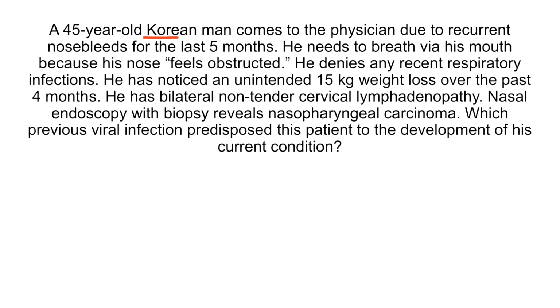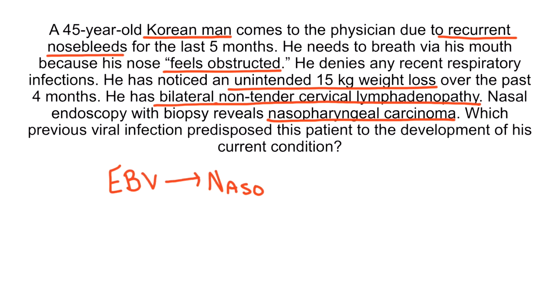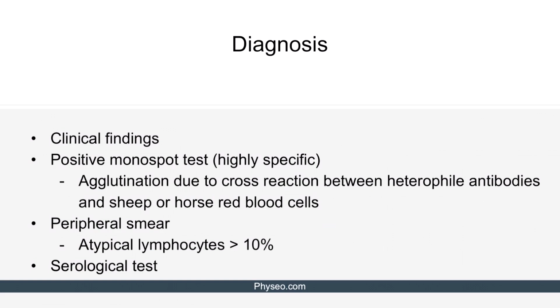All right, this is a Korean man who has recurrent nosebleeds, a feeling of nasal obstruction, unintended weight loss, and bilateral non-tender cervical lymphadenopathy. He is subsequently diagnosed with nasopharyngeal carcinoma. As we discussed in the previous slide, the previous infection with EBV increases the risk for developing nasopharyngeal carcinoma in the future. The diagnosis is based on clinical findings and laboratory tests. The presence of a sore throat, posterior cervical lymphadenopathy, and splenomegaly are highly indicative of infectious mononucleosis. However, some tests should be conducted for confirmation.